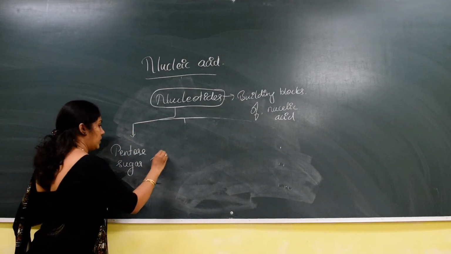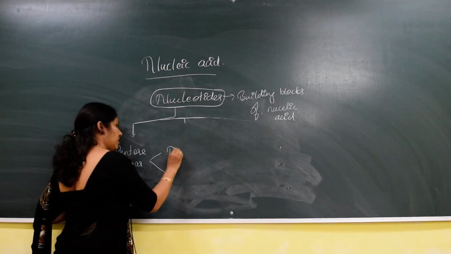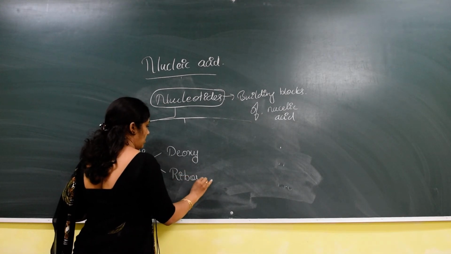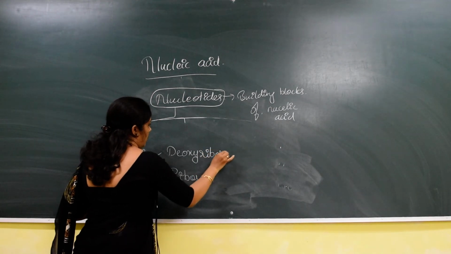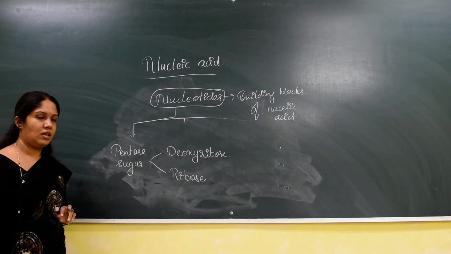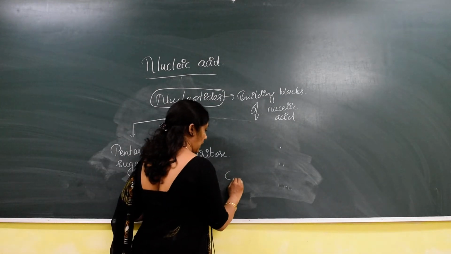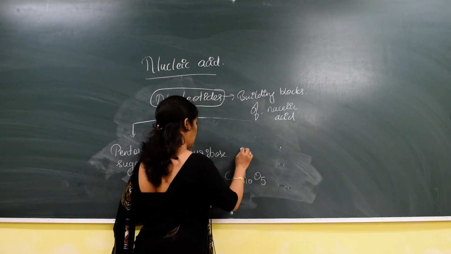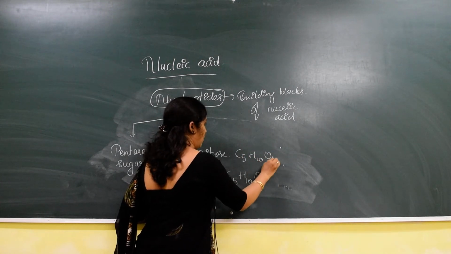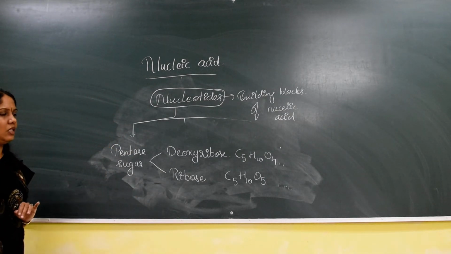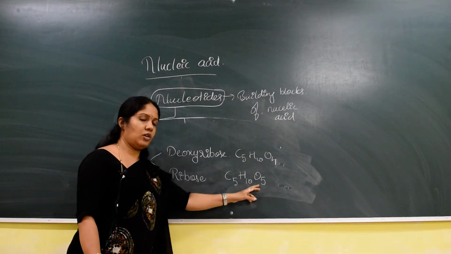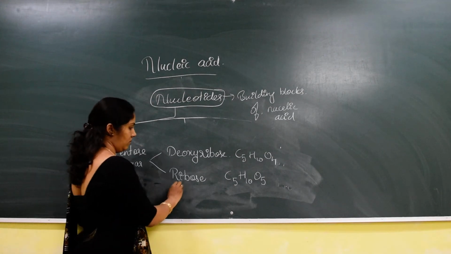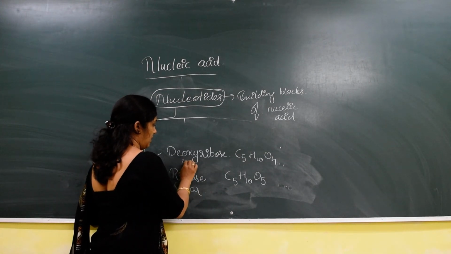First I take the pentose sugar. The pentose sugar is of two types: one is deoxyribose and the other one is ribose. As the name pentose suggests, it has 5 carbon atoms. C5H10O5 is the molecular formula of ribose sugar, whereas deoxyribose is C5H10O4. In deoxy, there is one oxygen less.